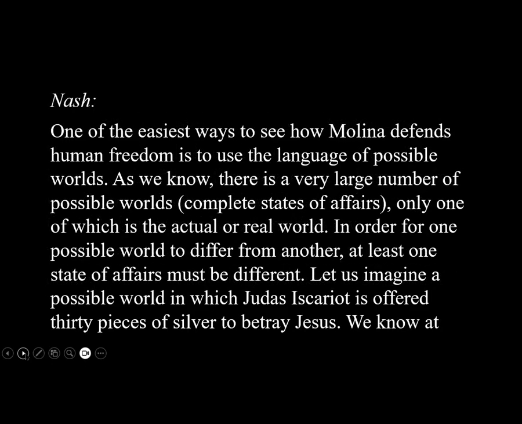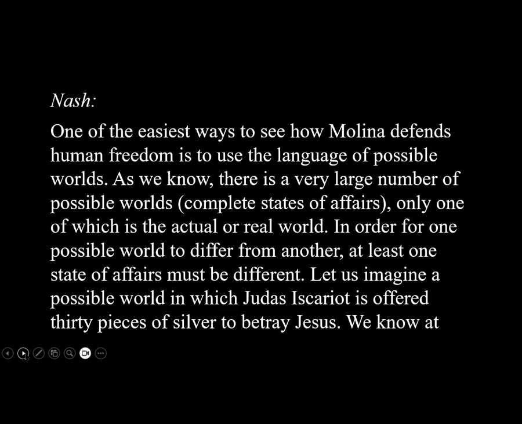Nash says one of the easiest ways to see how Molina defends human freedom, God knowing you're going to have that ham sandwich, how could you possibly be free? One of the easiest ways to see how he defends human freedom is to use the language of possible worlds. As we know, there's a very large number of possible worlds, which means complete states of affairs, only one of which is the actual or real world. In order for one possible world to differ from another, at least one state of affairs must be different in one world from the other.